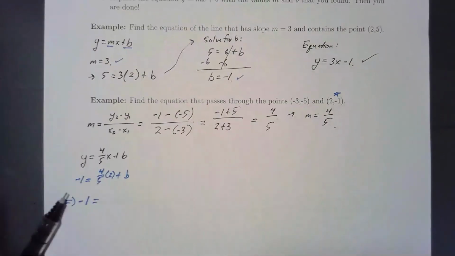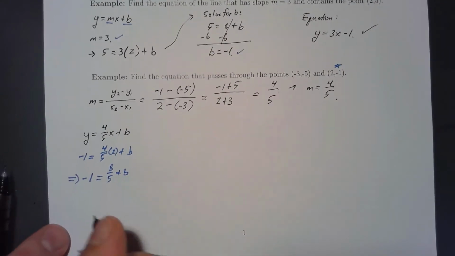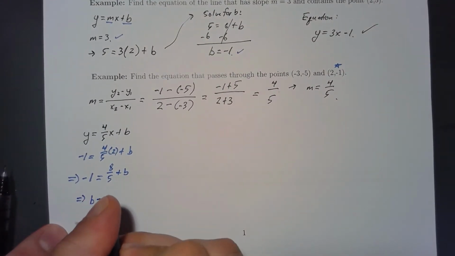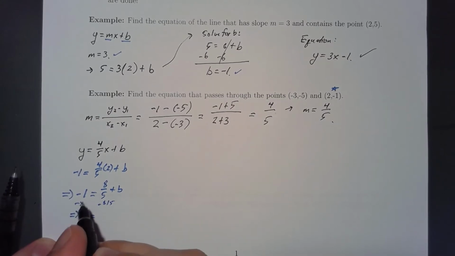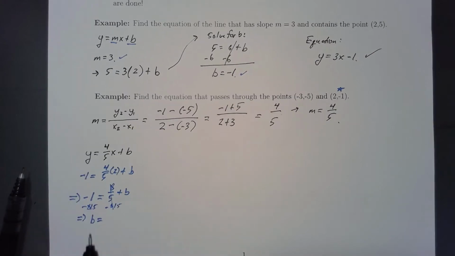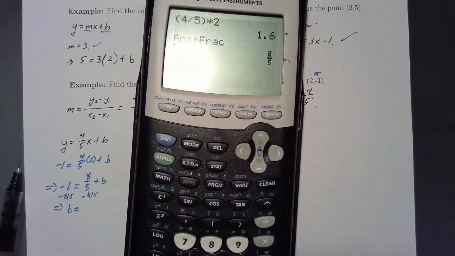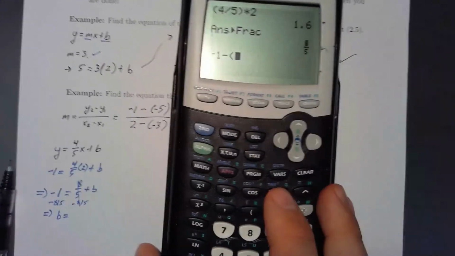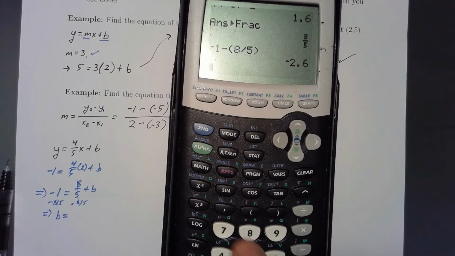Eight-fifths plus b. Now to solve for b, you just subtract 8/5 from both sides. So now you're going to have -1 minus 8/5. When you do that in your calculator, I always like to put parentheses around my fractions. So -2.6, but keep it as a fraction. You're going to get -13/5.